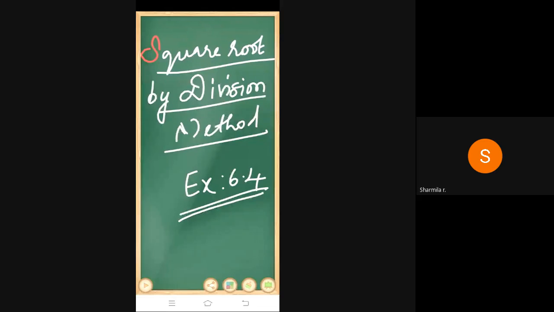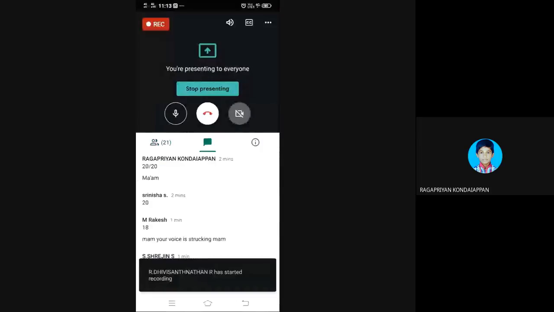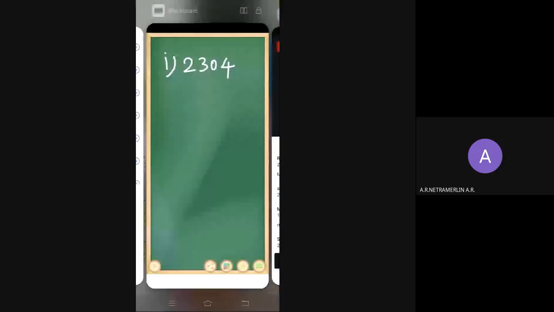Now the procedure for finding the square root by division method is, see the first one, 2304. Is the screen visible, children? Yes, ma'am, visible.